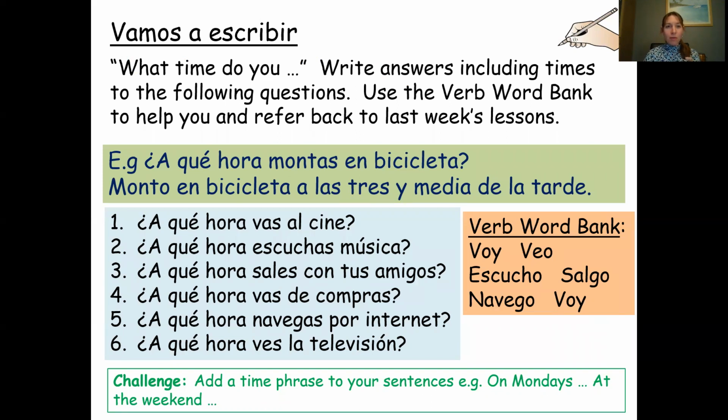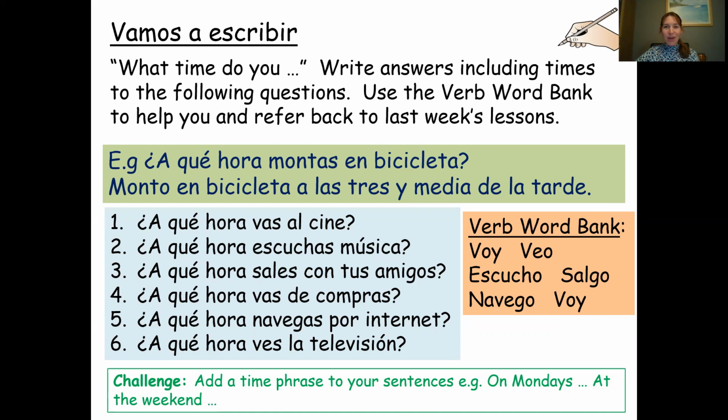So what you're doing, you'll be writing those 6 questions and answering those 6 questions in your books, exactly like I've shown you in the green box there in the example. I think you're going to need to give yourself about 8 minutes to complete that task. So please pause the video now whilst you do that.